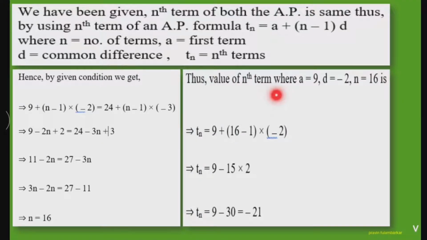Thus the value of the nth term, where A equals 9, D equals minus 2, n equals 16, is found as follows. We replace the value of A by 9, the value of n by 16, and the value of D by minus 2, so as to calculate the nth term. So 16 minus 1 we get 15, and this minus 2, so we write here plus, minus, minus first. So 15 into 2 we get 30, and 9 minus 30 we get minus 21.